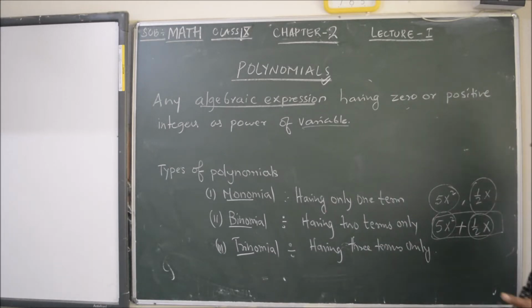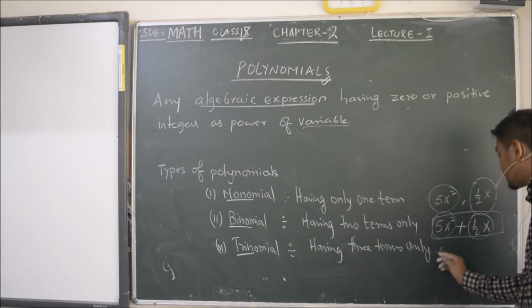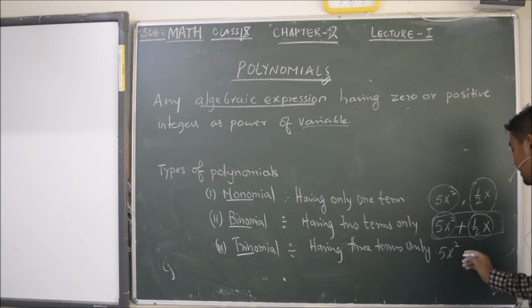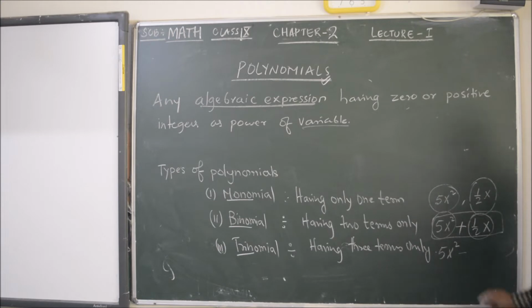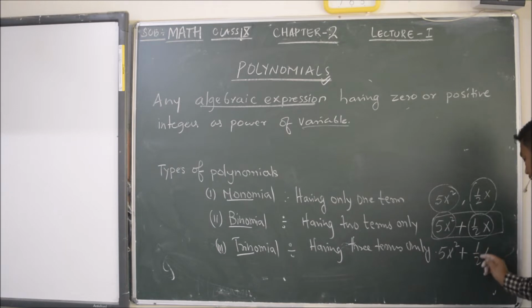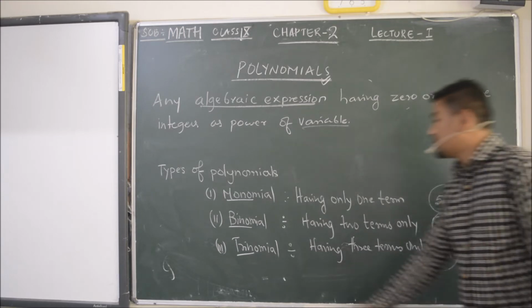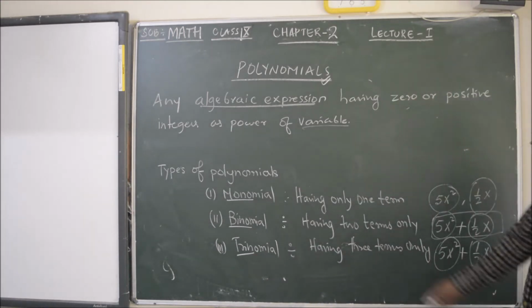Similarly, in trinomials, we have three terms. Let me write these two terms first: 5x square. Now I have combined it by a plus sign. You can use a minus sign also, but you cannot use a division or multiplication sign. So I'll write plus sign 1 by 2x plus I'll add one more term, that is 6. Now here we have three terms: 1, 2, and this is 3. So this polynomial is called a trinomial.